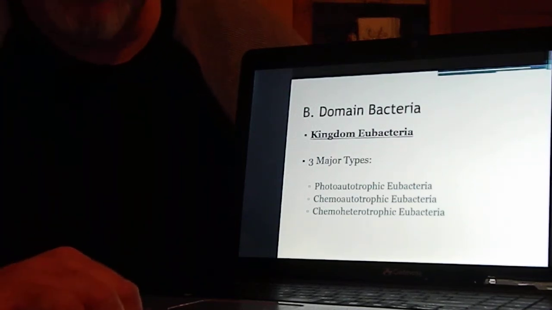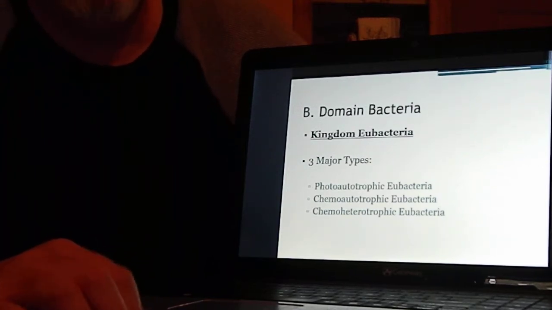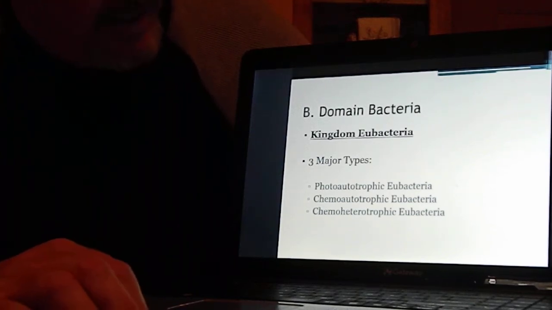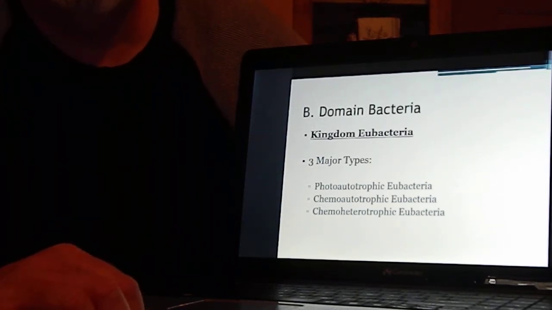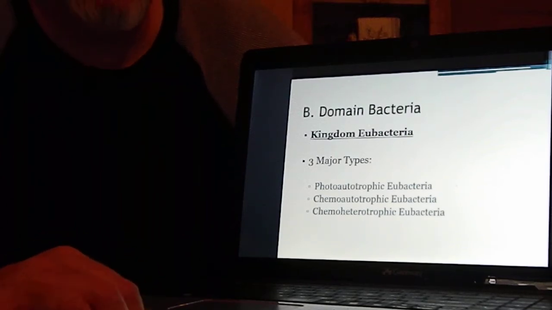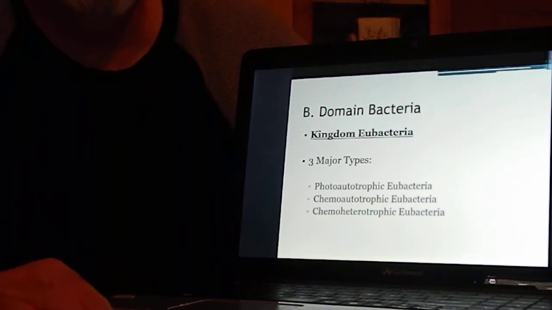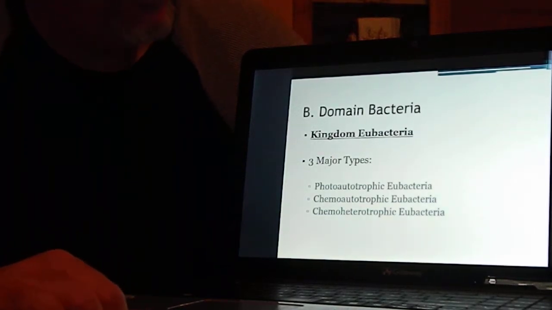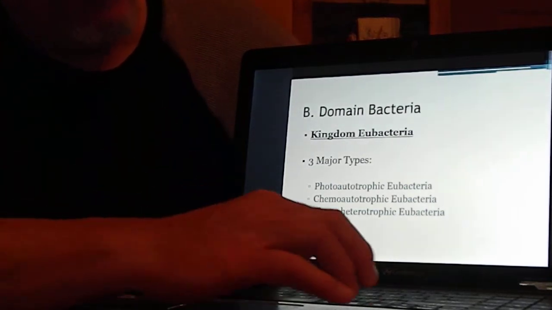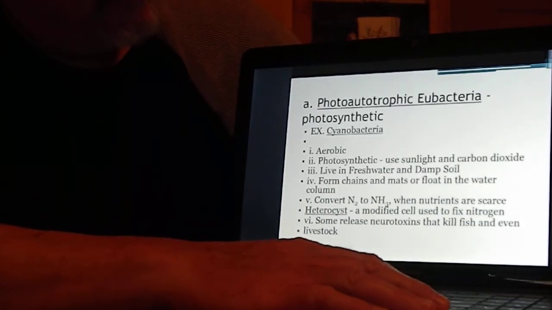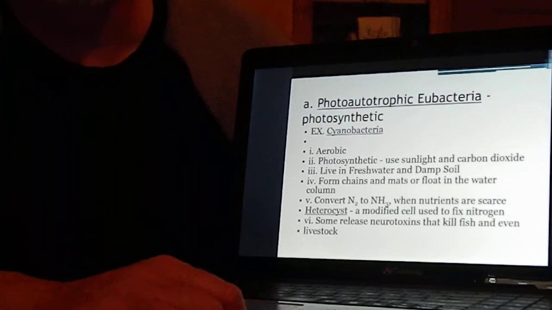Then there are chemoautotrophs. The chemo part means that it does not need light, but they do make their own food. And then chemoheterotrophs, these are bacteria that don't use light, and they need other sources of food other than themselves. They can't produce their own food. So we're going to take a look at each of these groups. The first was the autotrophic eubacteria.